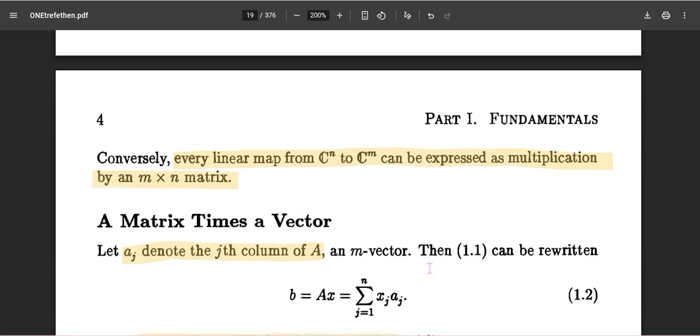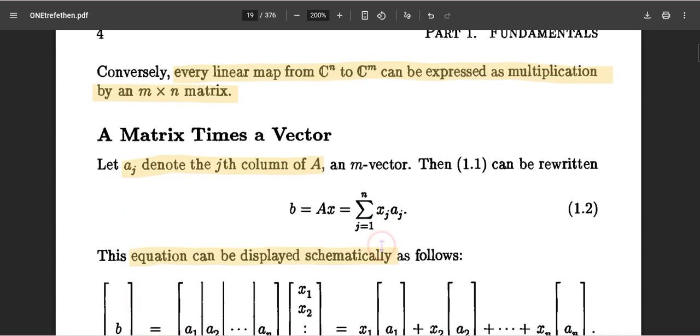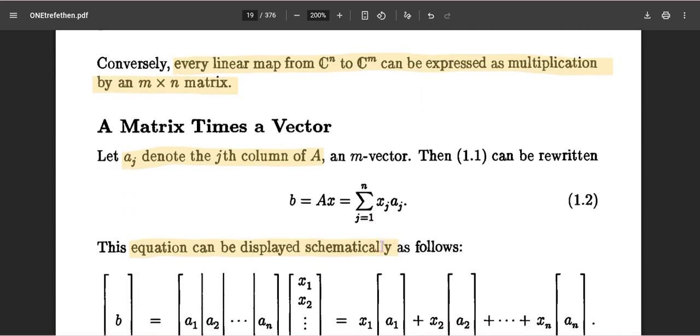What it intuitively says is that if there is a linear map from n-dimensional space to m-dimensional space, then that map can be expressed as a matrix multiplication by an m cross n matrix. Then, coming again to the concept of the matrix vector product, it can be viewed in a different way.